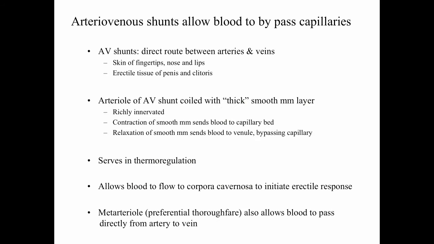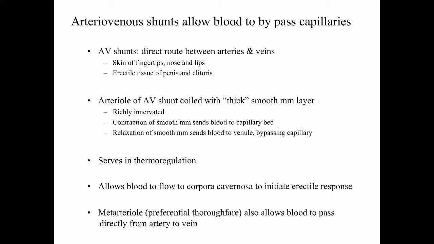I'd like to make a couple of comments about arteriovenous shunts because that will allow blood to bypass capillaries. These so-called AV shunts can provide a direct route between arteries and veins. You find these AV shunts in the skin of the fingertips, perhaps in the skin of the nose and in the lips. You find these AV shunts very commonly in erectile tissue, in the penis, and in the clitoris.